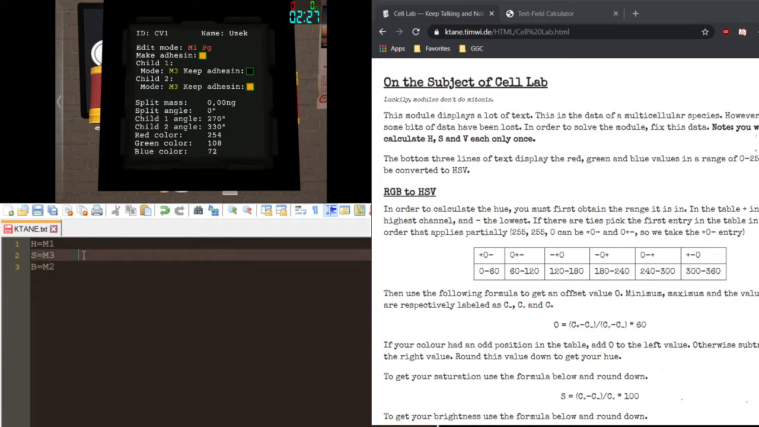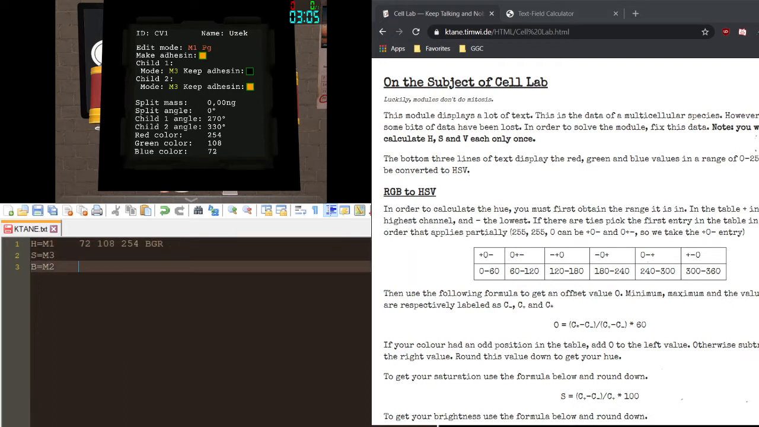So we have which cells correspond to hue, saturation, and brightness, so how do we calculate these values? For each cell, they're going to need some tidbits of information. For the cell that needs the hue, which is M1, we're going to need the colors in ascending order from lowest to highest. So this is 72, 108, 254, as well as the order in which these colors are from lowest to highest. So it's blue, green, red for this one, because blue is lowest, green is middle, and red is highest.